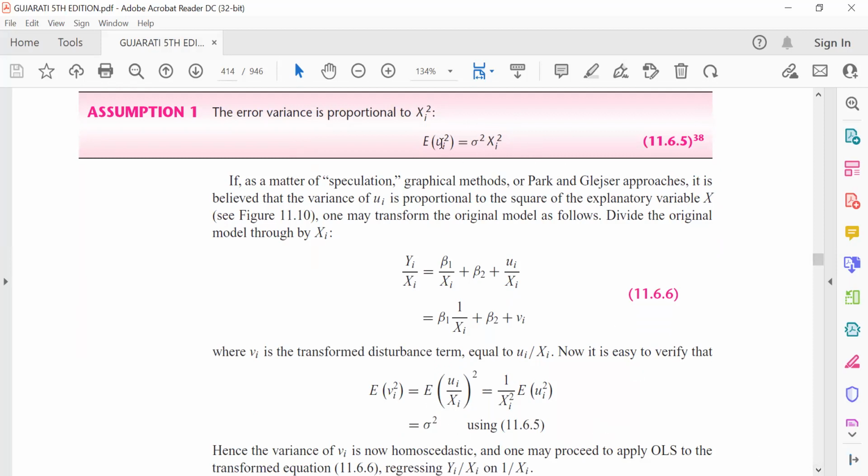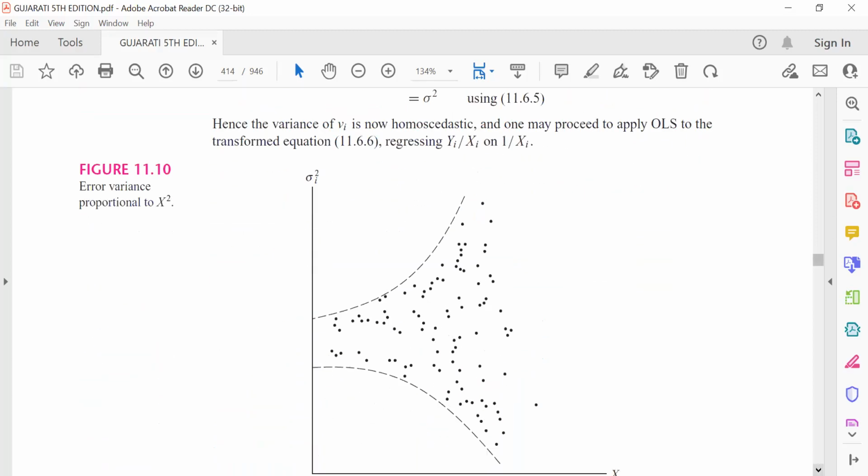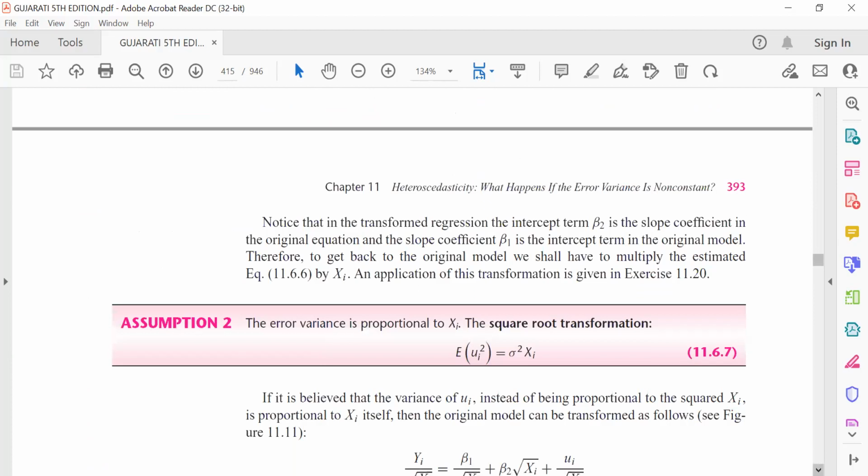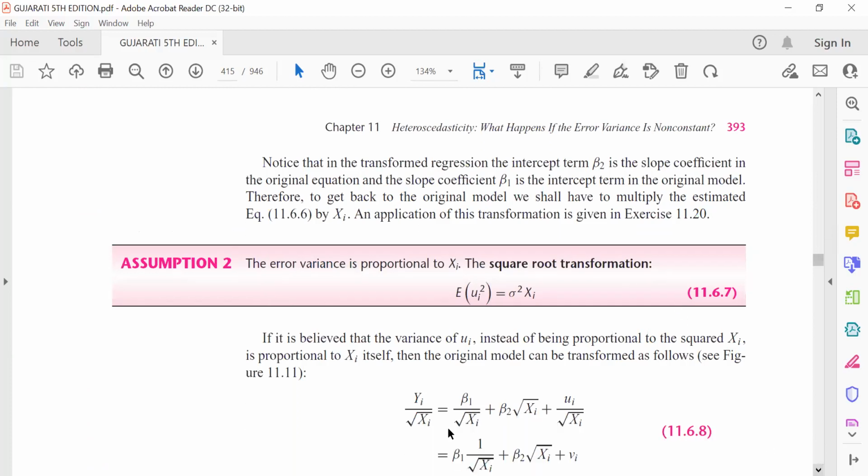If the variance is proportional to xi square first. Second one, if the error variance is proportional to x, then we divide all variables by the square root of the x variable. If x square, we divide by x. If proportional to x, we divide by the square root of x.